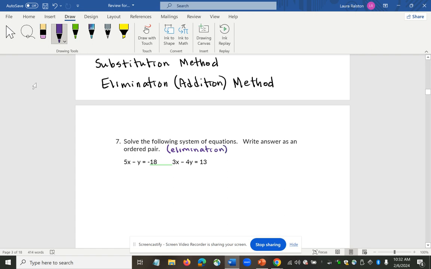Okay, so I want to put it together so that when I add these things, one of the variables is eliminated. So I want to have the opposite sign in front of one of them. So I'm going to multiply the first equation by negative 4. I choose negative 4 because I need to make the number in front of the y to be a 4, but I also need it to be positive. Then I'm going to write this off to the side. I'm going to have negative 20x plus 4y equals negative 4 times negative 18. Let's see, I'm going to get my calculator. Negative 4 times negative 18 is positive 72.